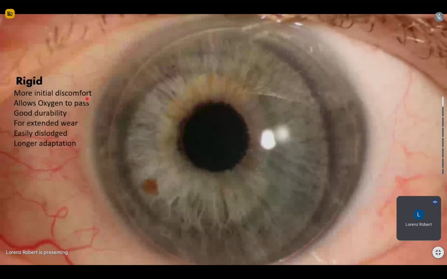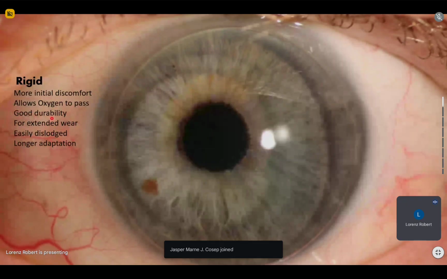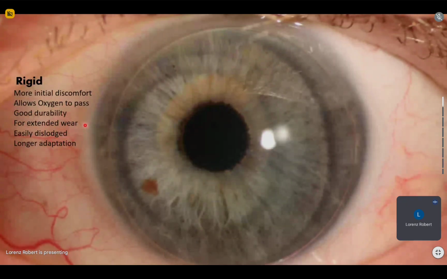Okay, since it's rigid, it has more initial discomfort but allows oxygen to pass. It's very good durability because it's rigid and is used for extended wear. However, because it is smaller than the cornea, it's easily dislodged and it takes a longer time to get used to it.